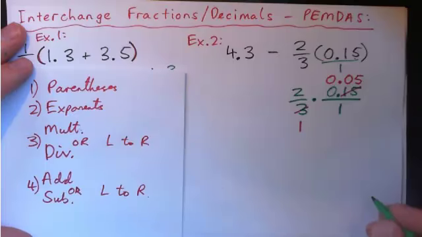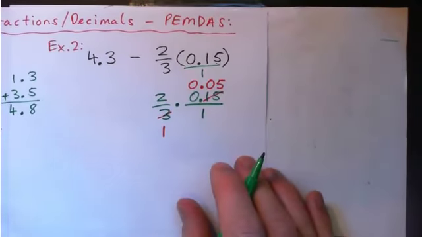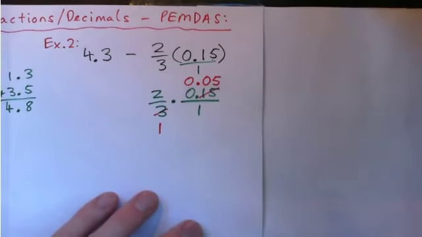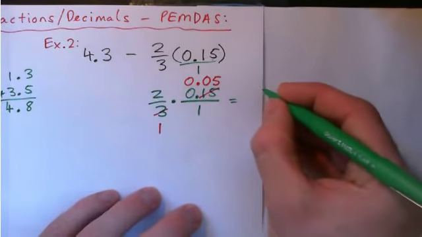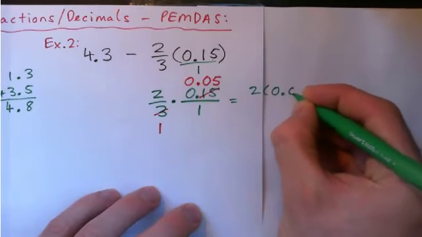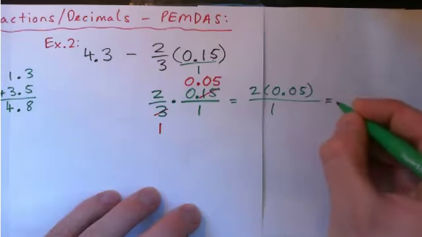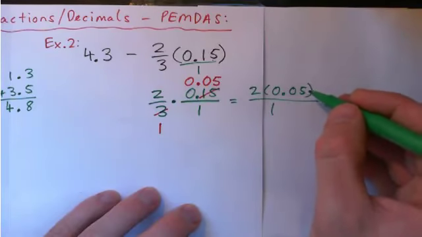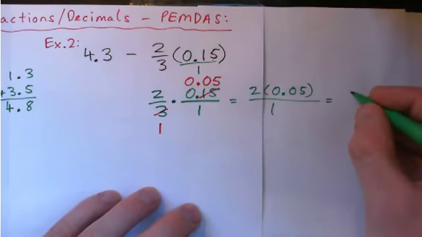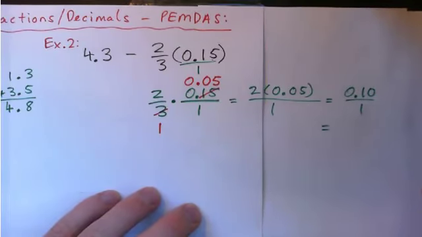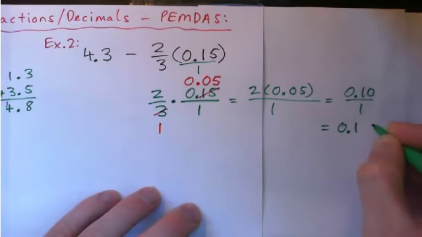So we can calculate that. Let me just get some paper here. So, you know, this is 2 times 0.05 all over 1 times 1, or 1. What is 2 times 0.05? 2 times 5 cents? Well, it's just 10 cents, isn't it? 0.10 over 1, which is, of course, 0.10, or just 0.1, right?